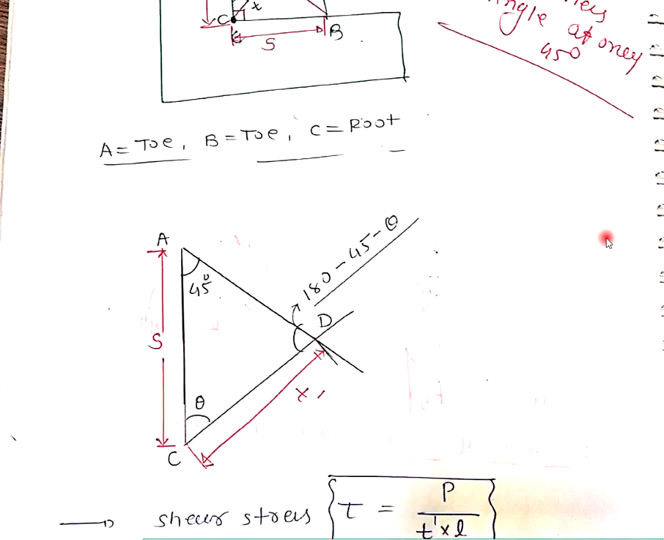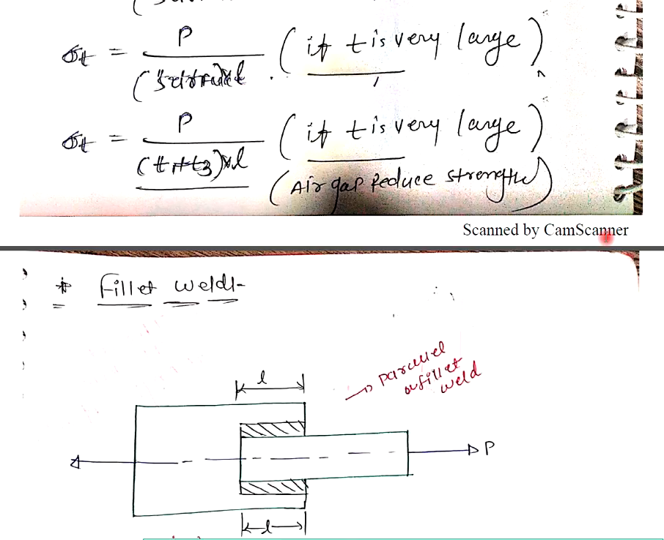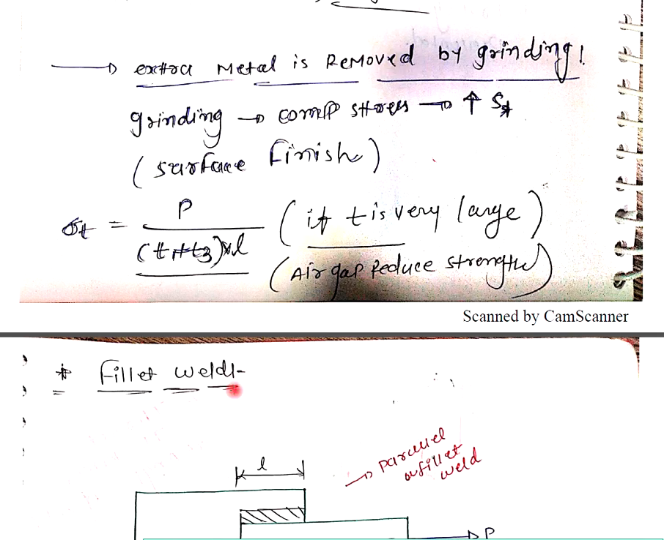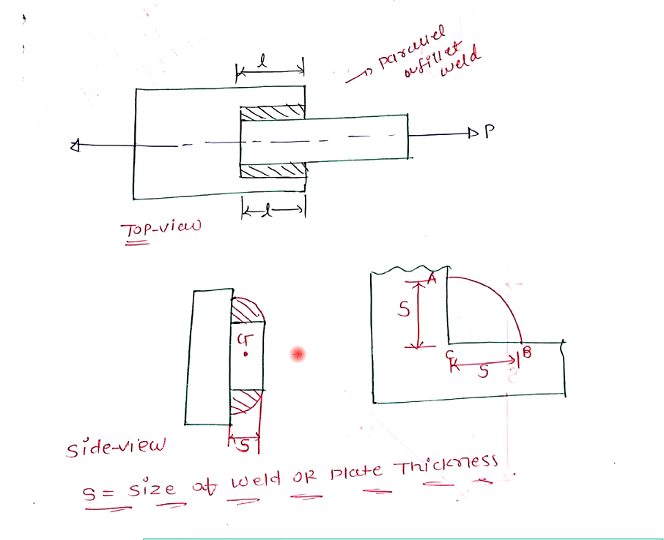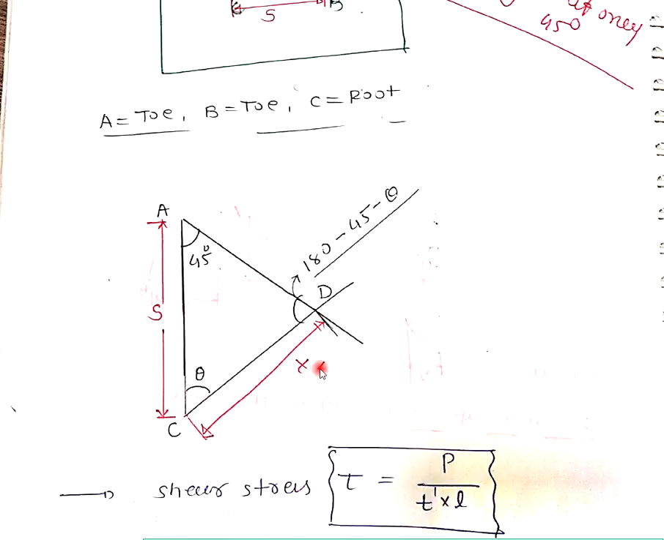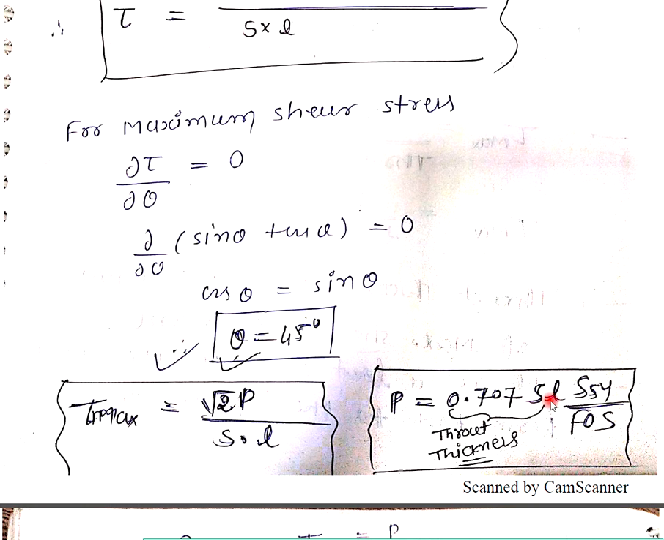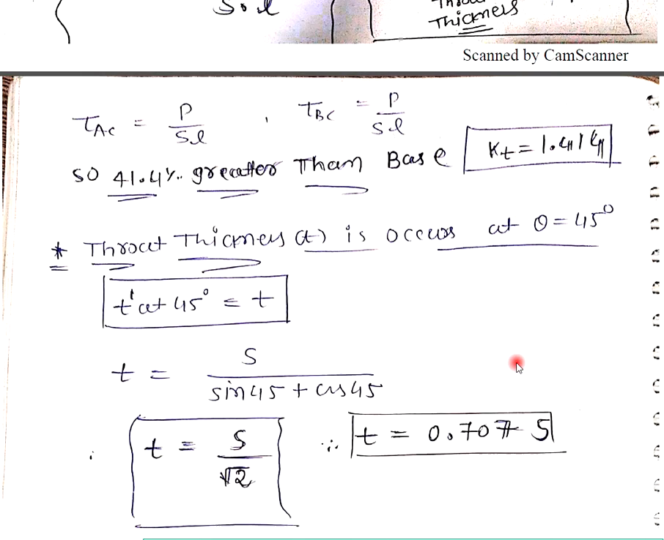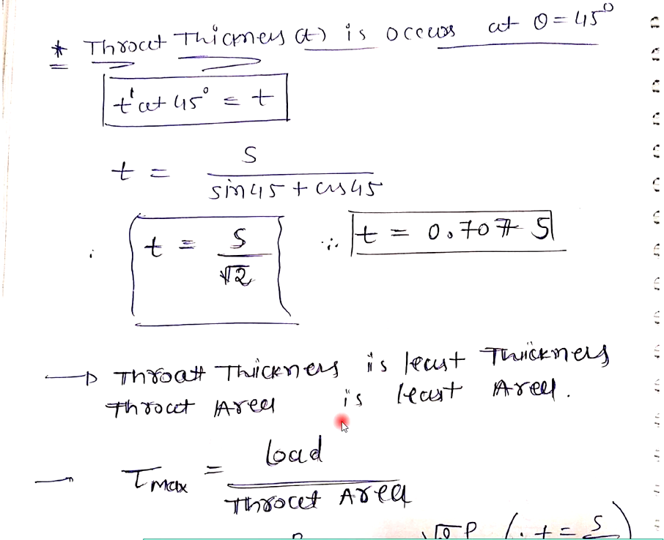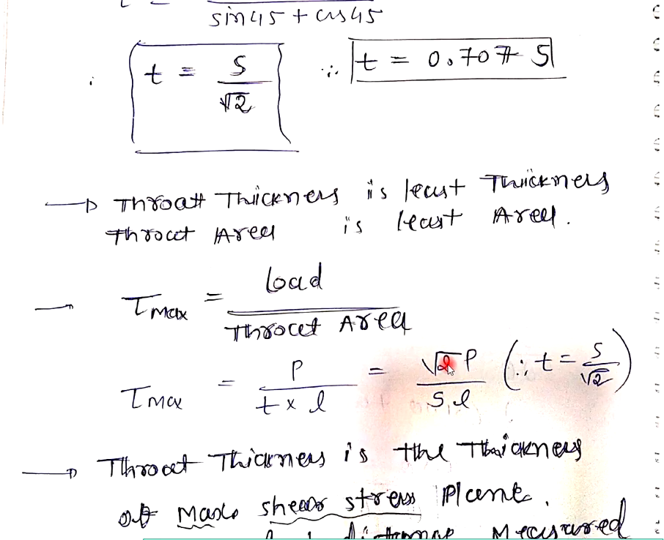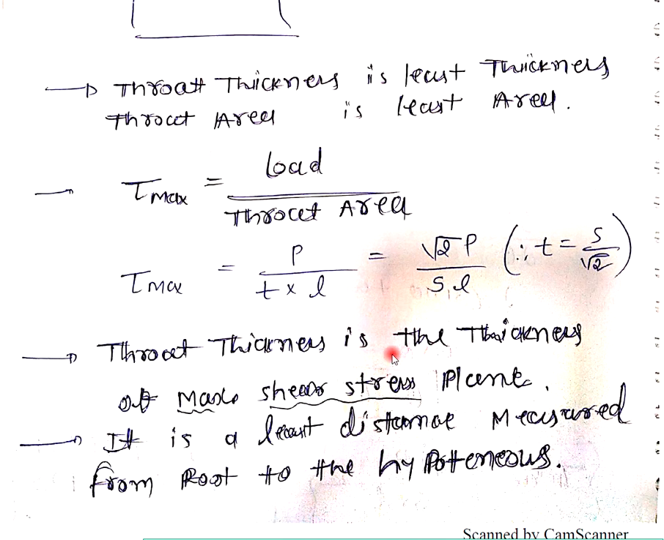There is a 5 mark question for the exam starting from this fillet weld. What is a fillet weld? Derive the equation for the load carrying capacity of a fillet weld with the size of weld equal to S. So you have to come up to here. And finally, the 1 mark questions: What is the throat thickness? Where is the maximum shear stress? What is the equation of tau max? These are some relations of the welded joint.